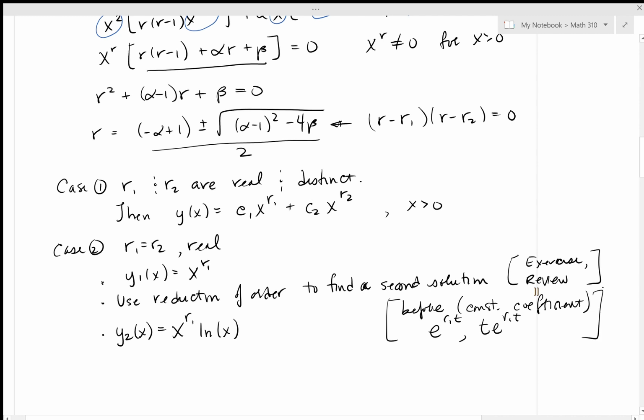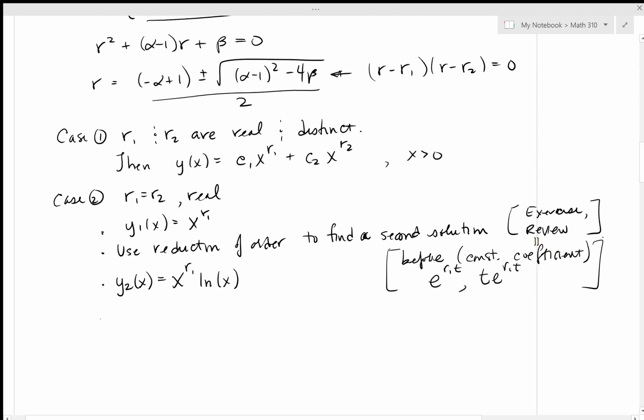So now when we have both the roots being real, we can find directly the first solution, x to the r, and then we can find the second solution via reduction of order, and it's x to the r times log x. So there are strong parallels here. That gives us our general solution, the linear combination of the two functions: c1 x to the r1 plus c2 x to the r1 log x.